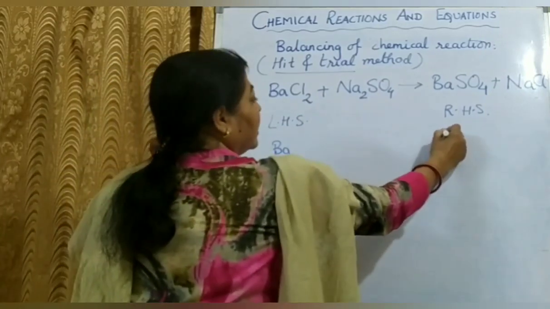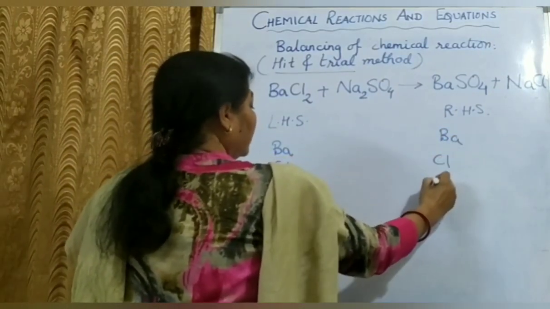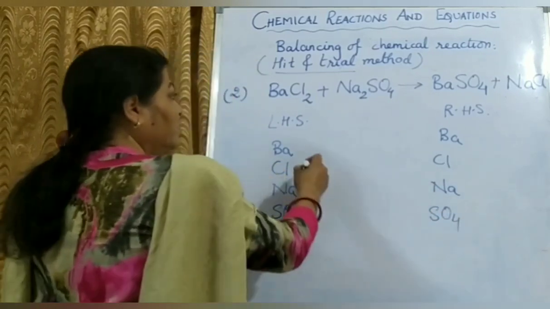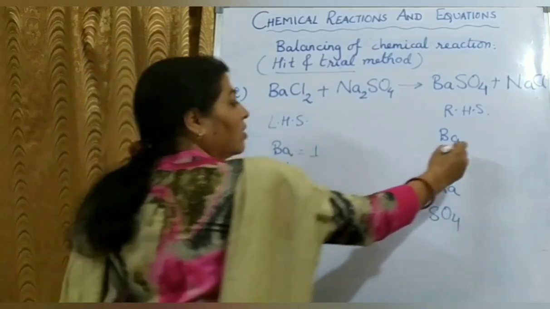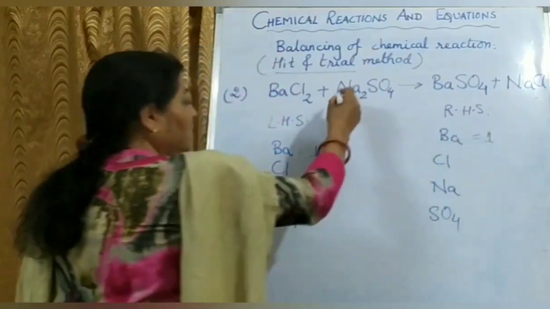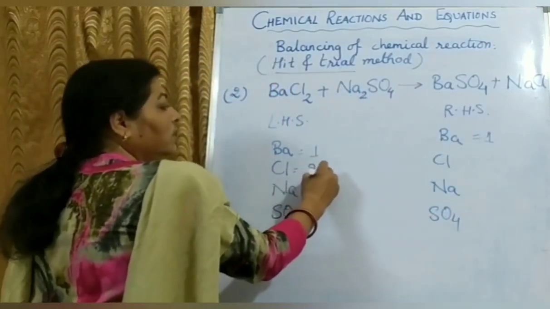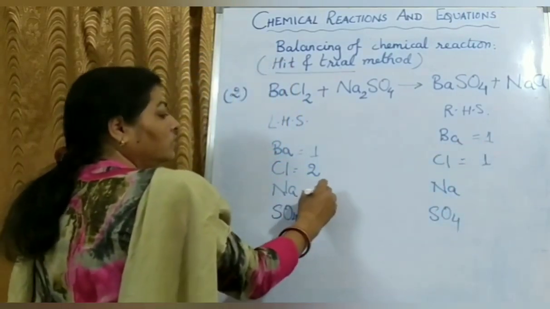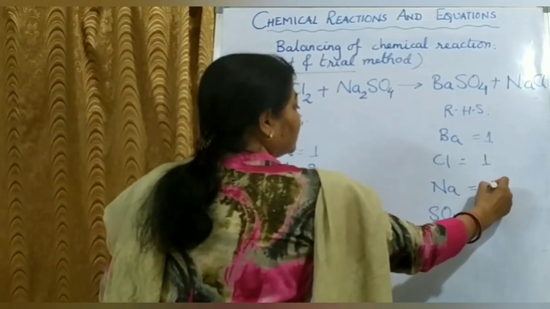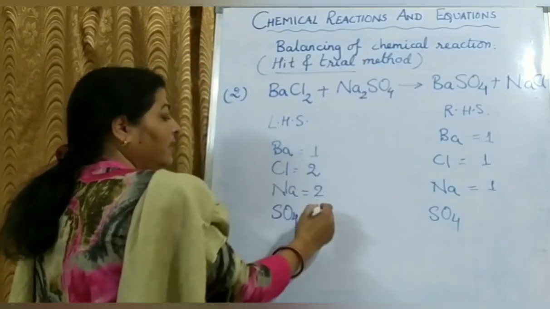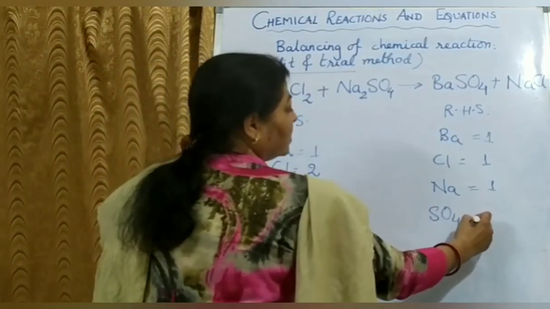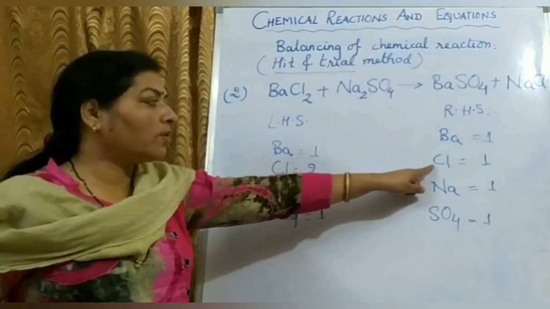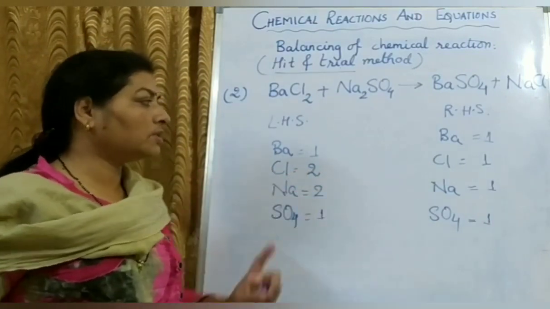Same way on the right hand side: barium, then chlorine, then sodium, and SO4. So barium is 1 on this side, on RHS also it is 1. Chlorine is 2 here, chlorine is 1 here, sodium is 2, this side sodium is 1, SO4 is 1 here, and SO4 is 1 here. So as we can observe, the number of chlorine is not equal, number of sodium is not equal.